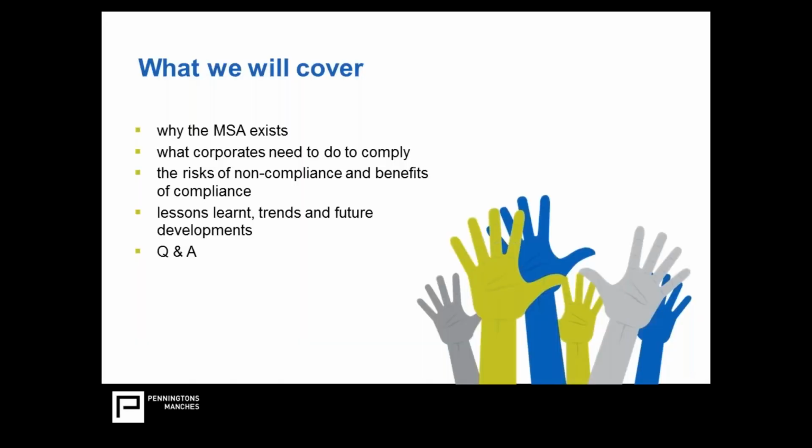So as you can see, we've got quite a lot that we want to cover with you today. We will briefly remind you of why the Modern Slavery Act exists, and we will also provide a high-level explanation of what commercial entities need to do in order to comply with the Act itself. Now, there are a number of business risks associated with non-compliance with the Act, and they have come to the fore since the Act took effect in 2015. We will explain them, and for example, we will be paying particular attention to the increased media attention.